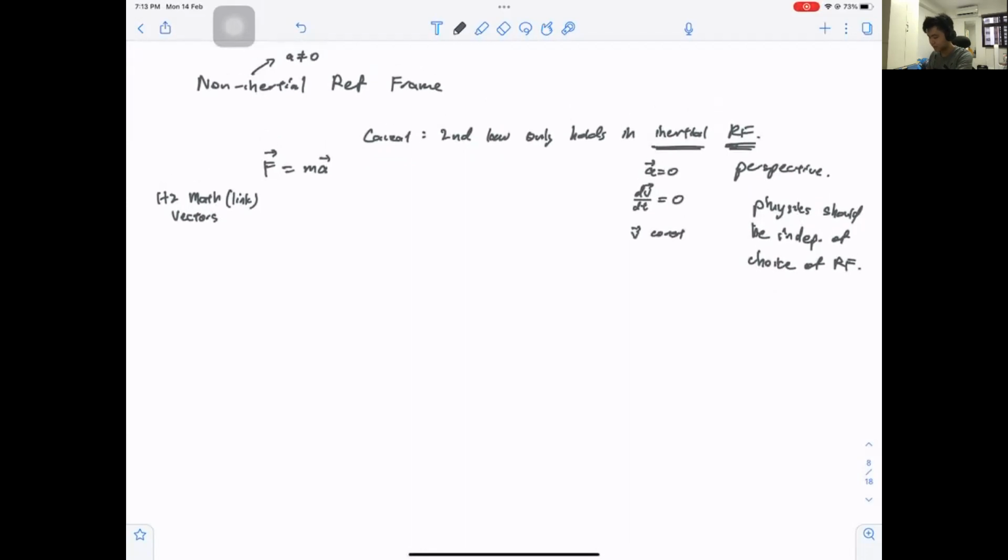So an inertial reference frame just means a reference frame that is at constant velocity, whereas a non-inertial reference frame just means one that is accelerating.